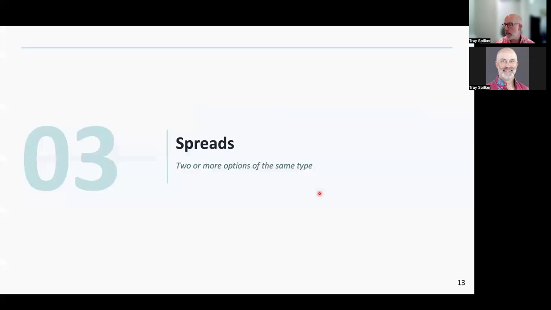All right, the third family here we're going to visit is something called spreads. This is a combination of two or more options of the same type. So like two calls or two puts.